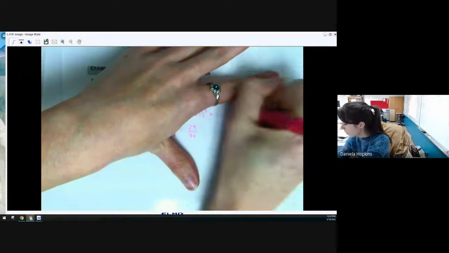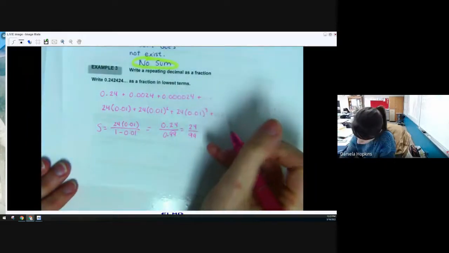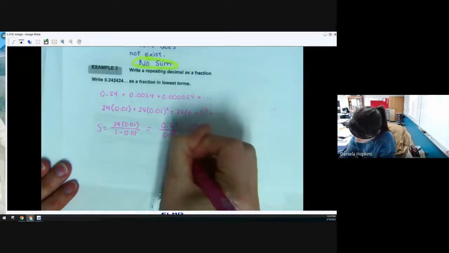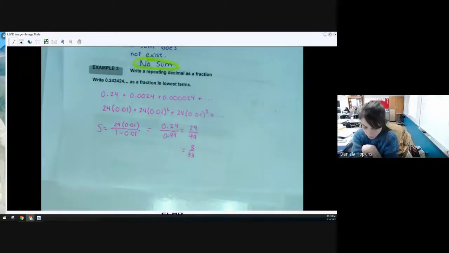And I think that comes up in one of your homework problems. Then we need to simplify. What divides both 24 and 99? 3. So this is the same as 8 over 33.